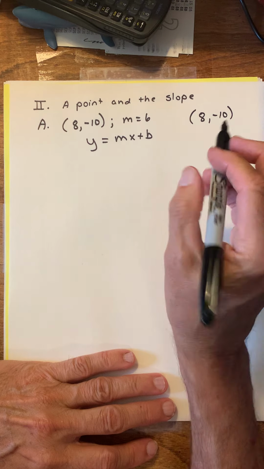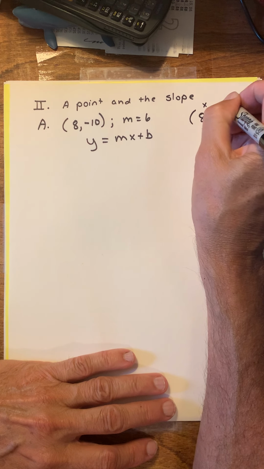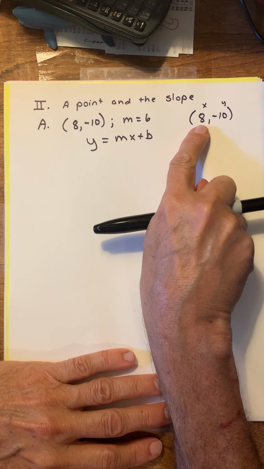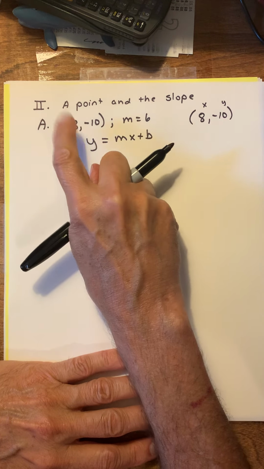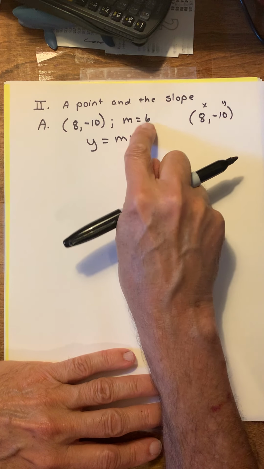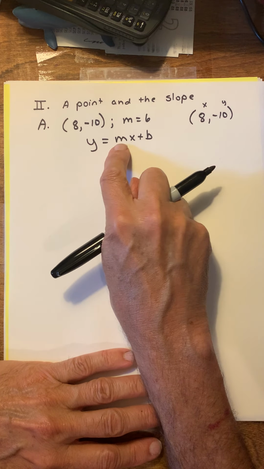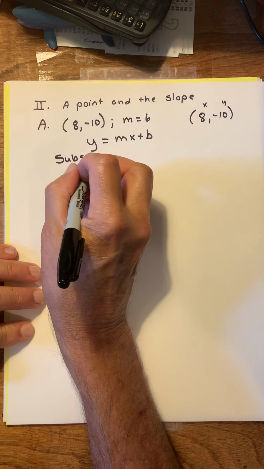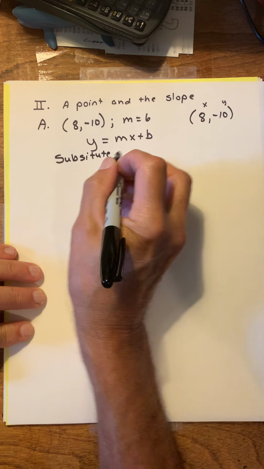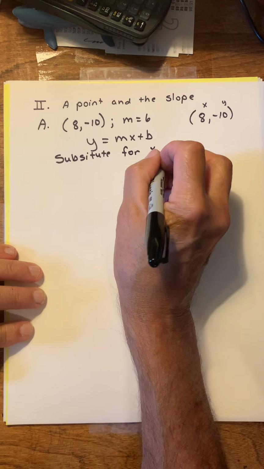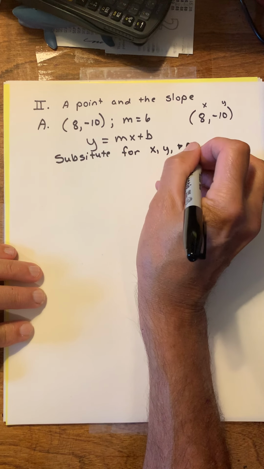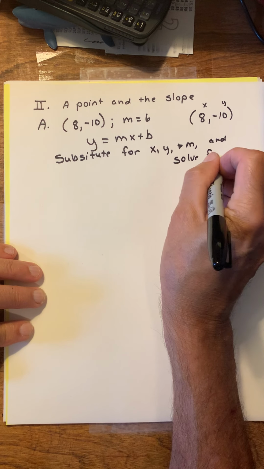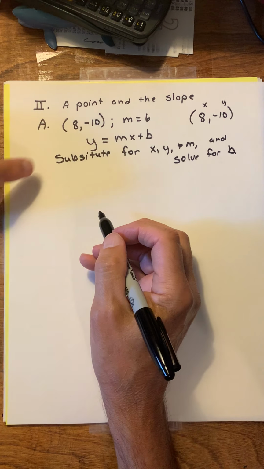Anytime I give you a point, I have given you an x and a y, right? Every single point is an x and a y. So I now have an x, a y, and an m. I have everything but b. So substitute for x, y, and m, and solve for b. Let's see what this looks like.